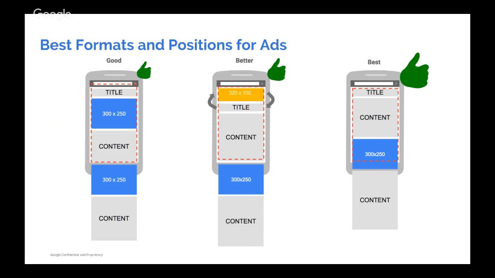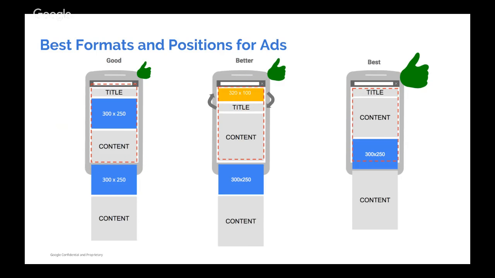And then if you look at the better, so the example in the middle, you see that 320 by 100 could work best if it's on the top, or if it just replaces or switches positions with the title. So it's just below the title. Up to you, run some tests again. And then below the fold, 300 by 250.